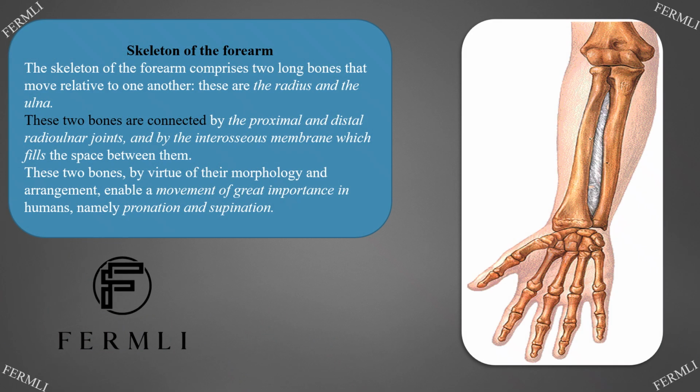Skeleton of the forearm. The skeleton of the forearm comprises 2 long bones that move relative to one another. These are the radius and the ulna. These 2 bones are connected by the proximal and distal radioulnar joints, and by the interosseous membrane, which fills the space between them. These 2 bones, by virtue of their morphology and arrangement, enable a movement of great importance in humans, namely pronation and supination.